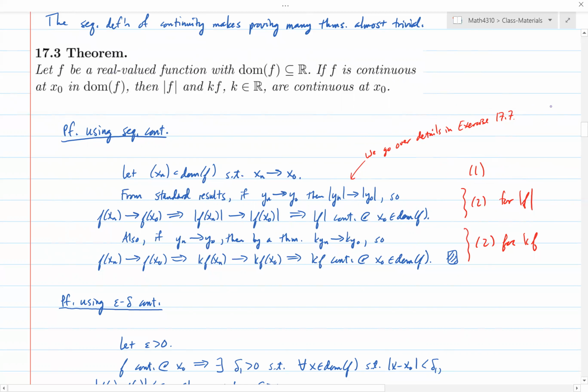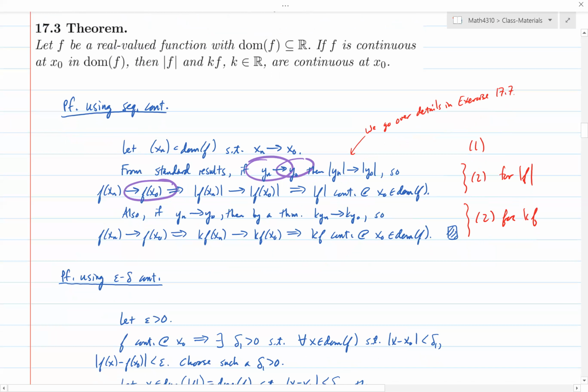So f of xn being the corresponding yn values, and f of x naught being like the y naught values, since they converge, you have that their absolute values converge. The absolute value of f of xn converges to the absolute value of f of x naught. I'll try to clean this up a little bit. That gives you the continuity. That's all you've got to do for continuity.